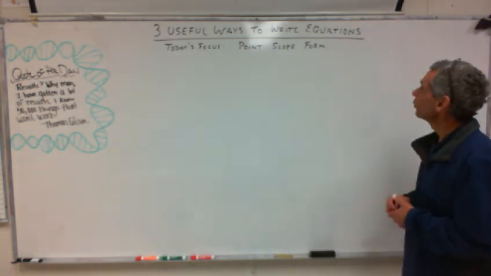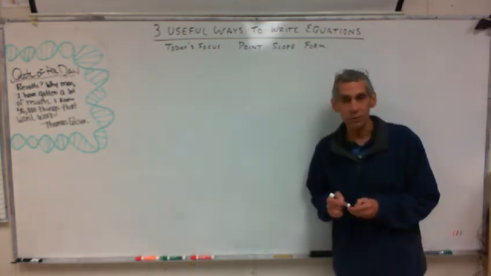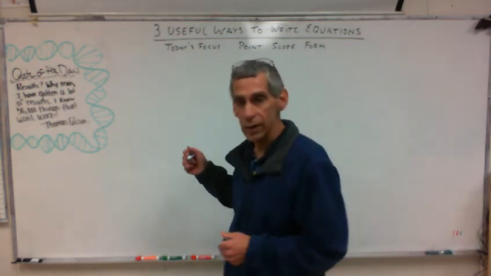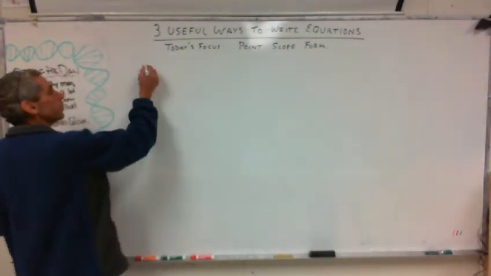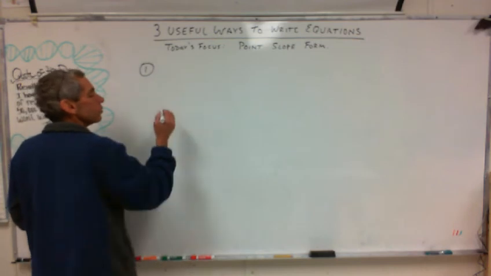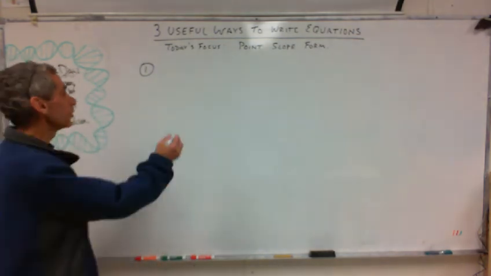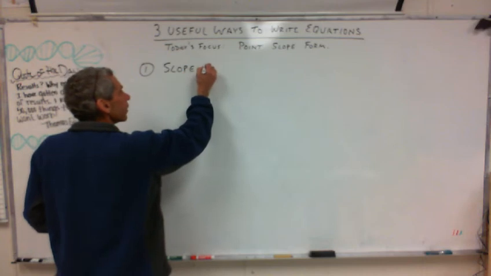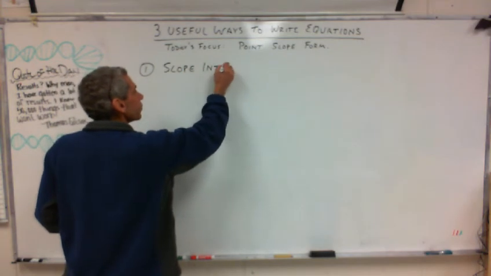So there are three useful ways to write equations, okay? And we're going to talk about them. The first one you already know. What is it called? Slope intercept form. Right.